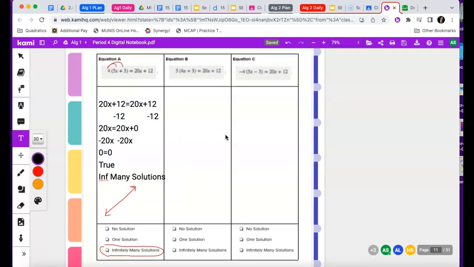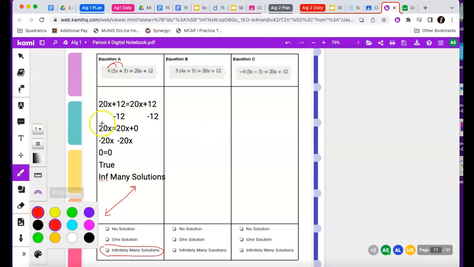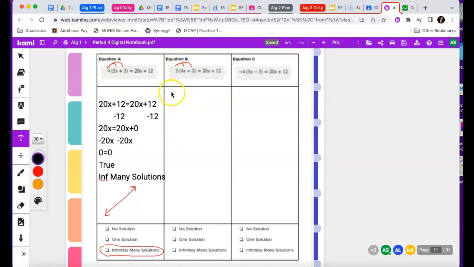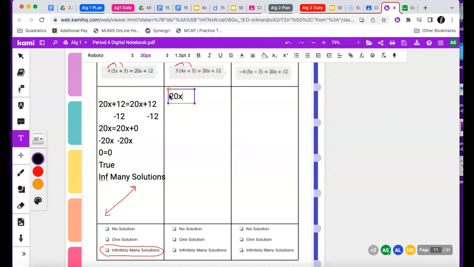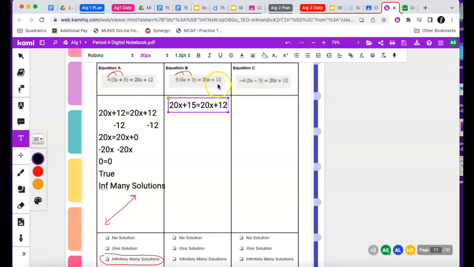So go ahead and pause the video if you need to get caught up with equation A, because now we're going to move on to equation B. For equation B, we're going to use the distributive property to get rid of these parentheses. So 5 times 4x and 5 times 3, that gives me 20x plus 15. And that's equal to the right side of the equation, which is 20x plus 12. There were no parentheses and no like terms, so we keep that the way it is.